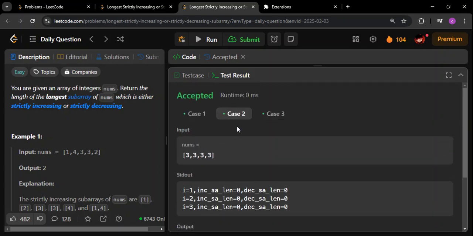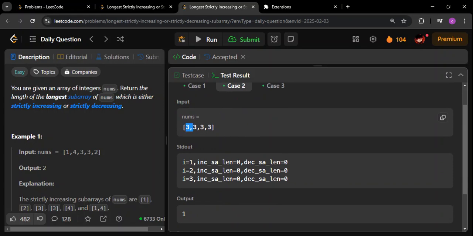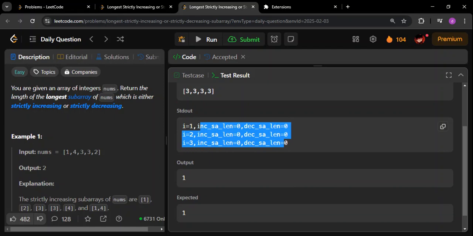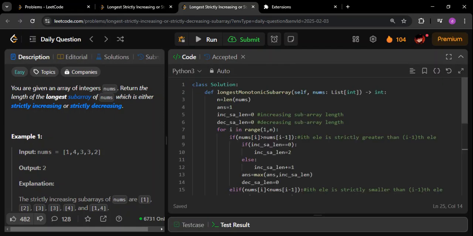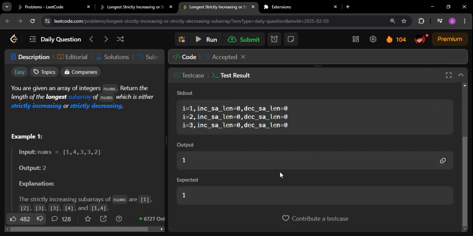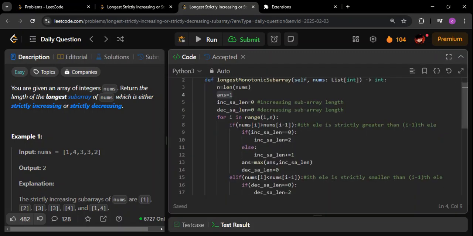If you go to example number 2, same thing, but if you see, all the values are the same. So in this case, all of these values are going to remain as 0, and as I mentioned, the minimum possible answer is going to be 1. See here, always the minimum possible answer is going to be 1. So here we are writing 1 as the answer. Now this was the Python solution for you.